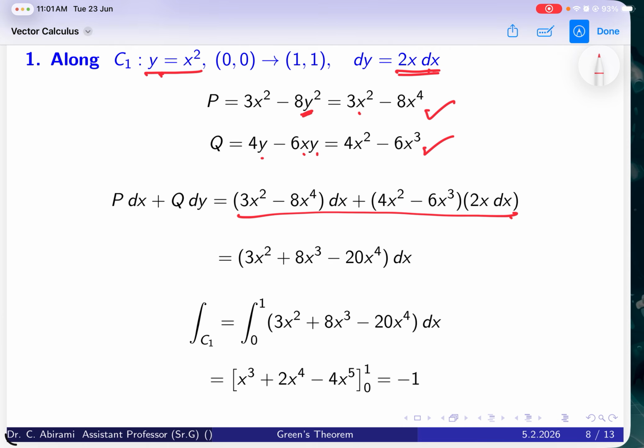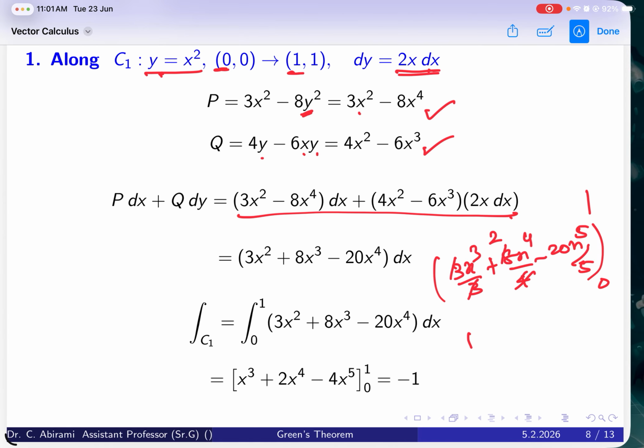Integral, here the range of x is from 0 to 1 because it is along OA. So 3x squared: how do you manipulate this? 3x cube by 3, 8x power 4 by 4, minus 20x power 5 by 5, from 0 to 1. 3 gets cancelled, 4 twos are 8. Now you can apply the limit: 1 plus 2 minus 4. So 1 plus 2 is 3, 3 minus 4 is minus 1. This is the final answer.